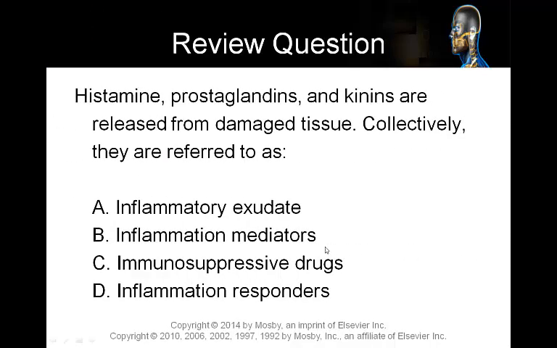We'll wrap up with this review question here. Histamine, prostaglandins, and kinins are released from damaged tissue. Collectively, they are referred to as inflammatory exudate, inflammation mediators, immunosuppressive drugs, and inflammation response. Inflammation mediators. So those are those chemicals or cytokines that allow the inflammation process to occur.